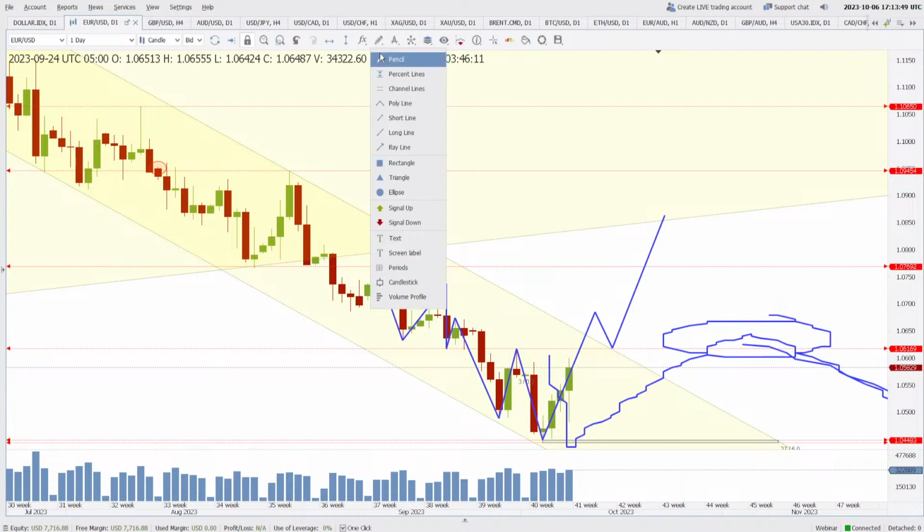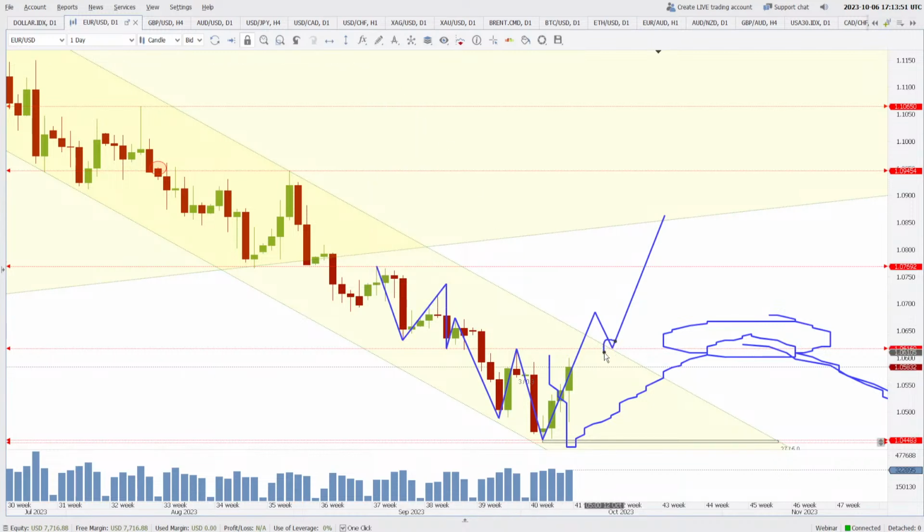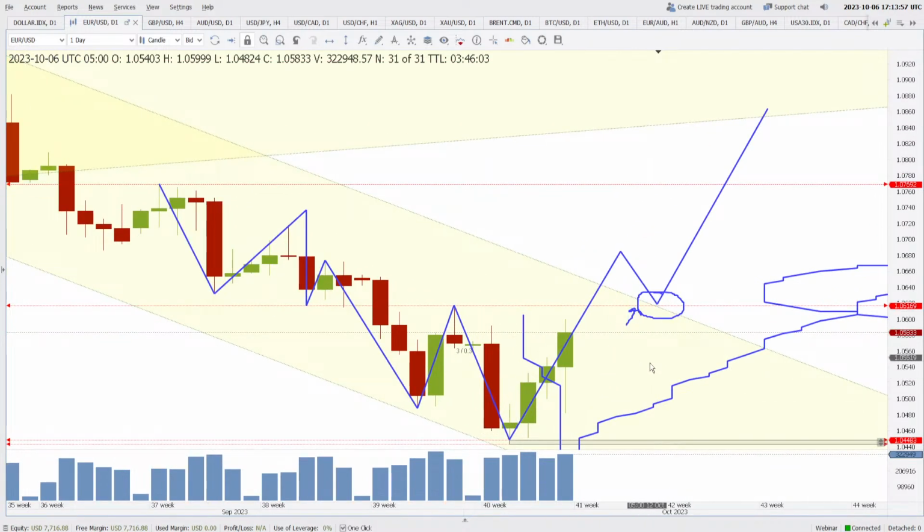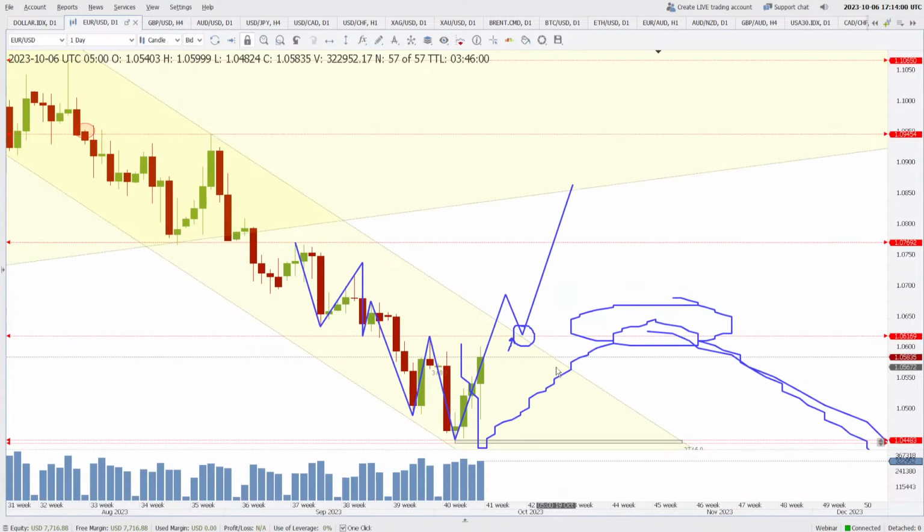If something like this happens, then I'll be buying. I hope this is clear. Right now, for me, the resistance in the chart is the 1.0669 area, and the support must be provided by this zone, which is 1.0448 to 1.0443.